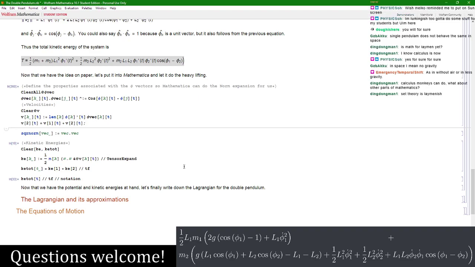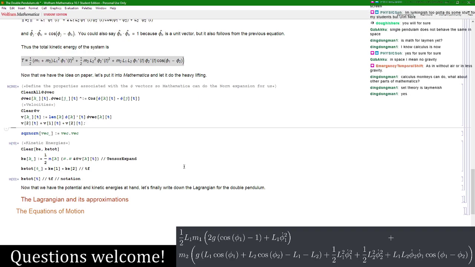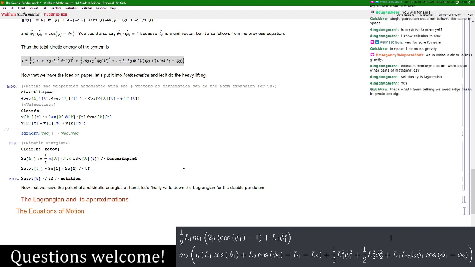So Ding Dong, calculus monkeys can do... What about other parts of math? Set theory is layman-ish. Are you saying that we are now at a point that higher levels of math are more accessible to a wider audience? Yes? That's a good question, actually. I've never really thought about that.